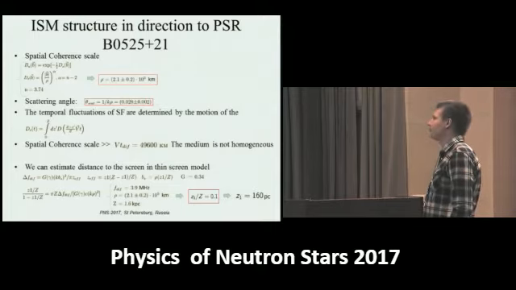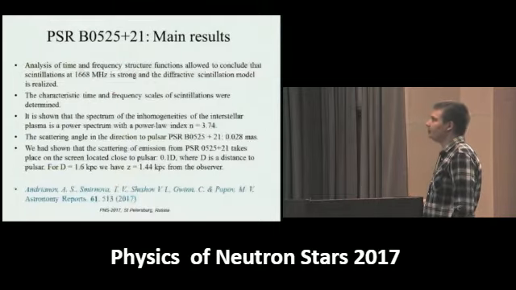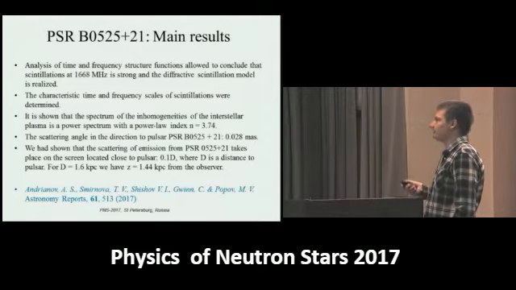and you can find that we have a screen at a distance of about 160 parsecs from the pulsar. Analysis of the time and frequency structure function allowed us to conclude that scintillation at a frequency of 1600 MHz is strong, and the diffractive scintillation model is realized.